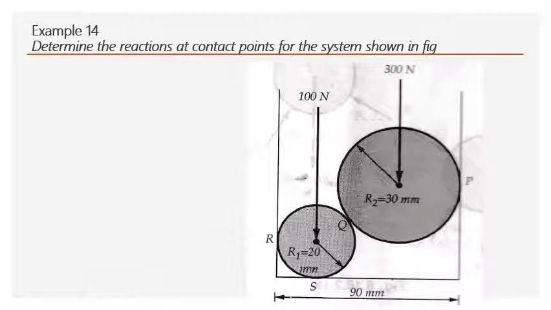This is one contact surface. This is another contact surface. This is another contact surface. And this is another contact surface. So at all these contact surfaces, you have to find out the reactions.